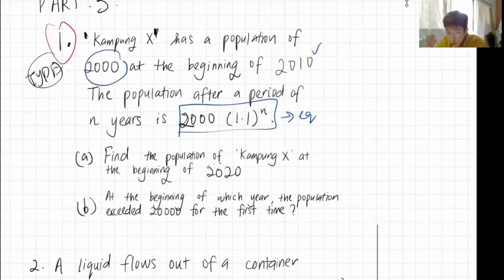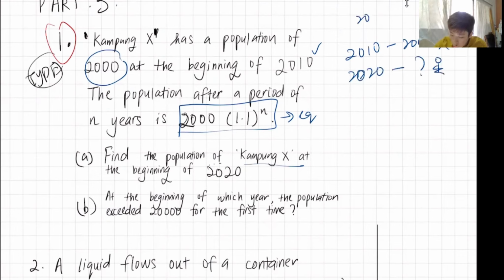So what you need to do is read the question first. Find the population of Kampong X at the beginning of 2020. They told you that in 2010 you have 2,000 people. So for 2020 you want to find how many people, and the equation they give you is 2,000 times 1.1^n, which will give you the population. So you have to use this. Okay, they want the beginning of 2020. So for the beginning of 2020, what is n? You must know what n is first.